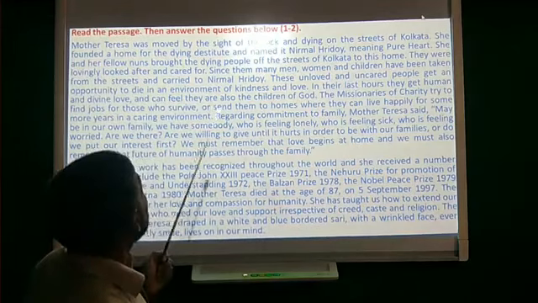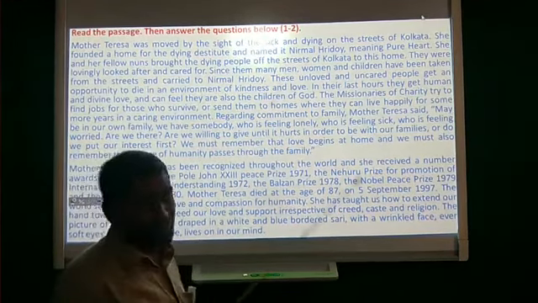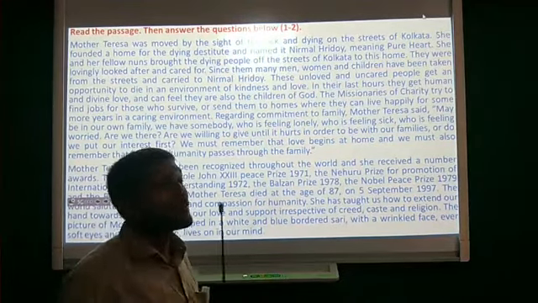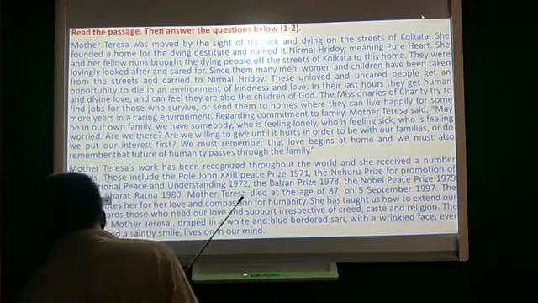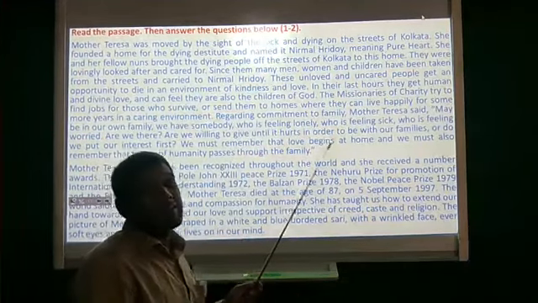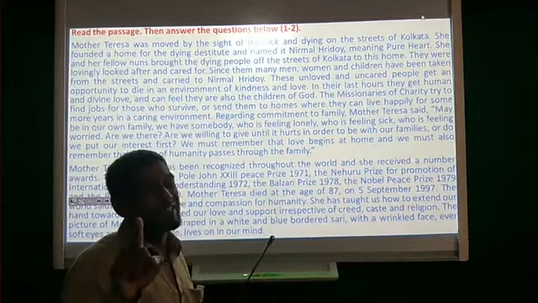So in part A, the first one, you will have a passage like this from your textbook English for Today. Any passage will be selected from here. And following this passage, you will have questions, you know already.